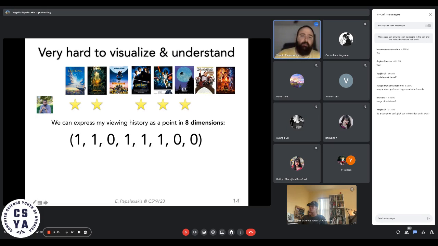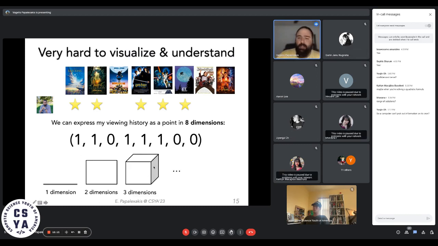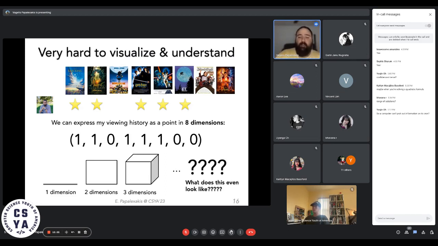Basically, I have 8 dimensions here. I have 8 movies, right? And so you can express my viewing history and my viewership patterns as a point in 8 dimensions, right? Now, I don't know about you, but I can see 1, 2, and 3 dimensions. But when it comes to more dimensions, I have trouble, right? And what does it even look like? So we cannot even visualize it.